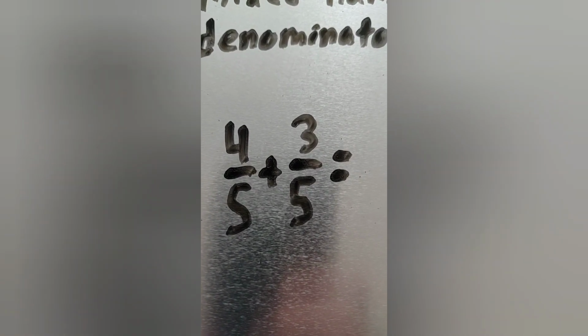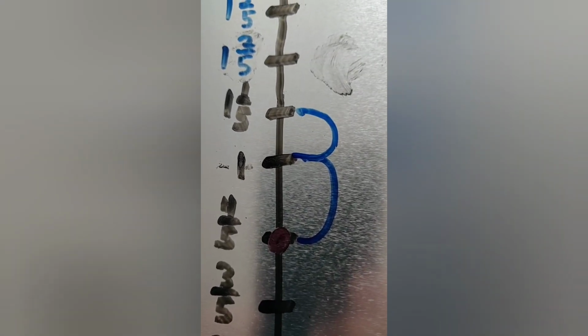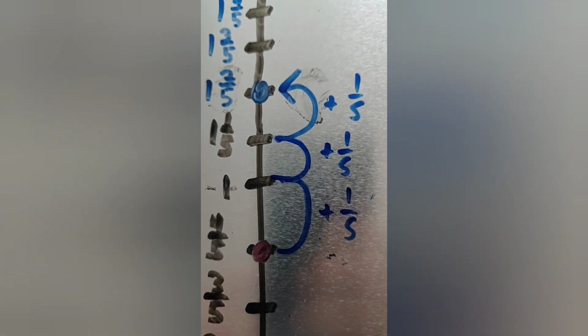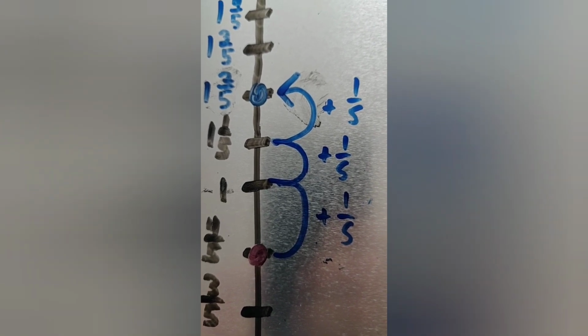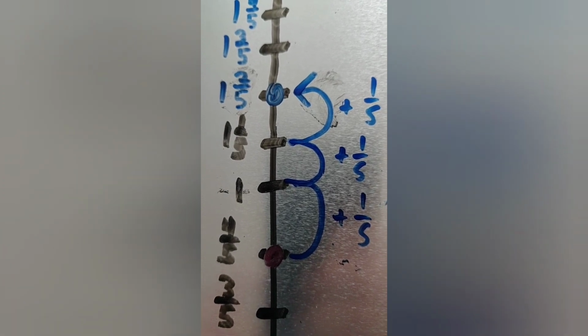So our original problem was 4/5 plus 3/5. We plotted 4/5 on our number line, and we're going to want to increase by that 3/5, or go up in value, which means we'll be going up on the number line. And 3/5 is going to be 3 jumps of 1/5 each. So 1 jump of 1/5, our second jump of 1/5, and our third jump of 1/5. So we've jumped 3/5 altogether from where we started at 4/5.